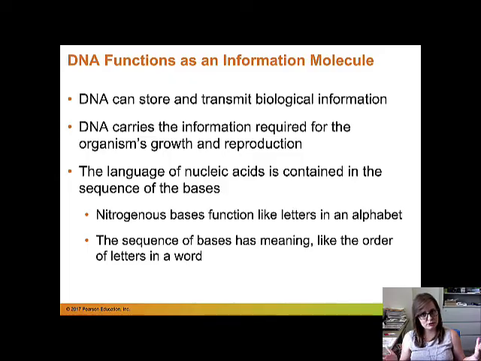And DNA, what does it do in a cell? It functions as an information molecule. So DNA can store and transmit biological information. It carries the information required for an organism's growth and reproduction. And it's the language of nucleic acids contained in that sequence of the bases that allows all of this to occur. So the nitrogen bases function like an alphabet, and those sequences have meaning, like the letters of a word. Different sequences are copied into RNA, and then the sequence of that RNA is used to make a particular protein.